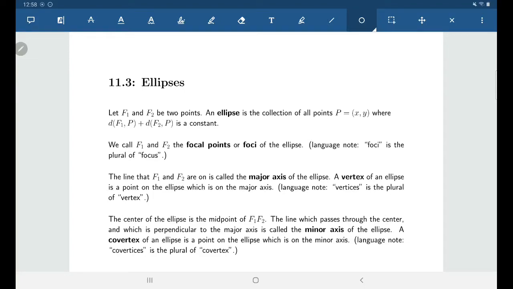Welcome back. In this section, we'll be talking about equations and graphs of ellipses, which is the mathematical name we give for a shape you would probably call an oval.